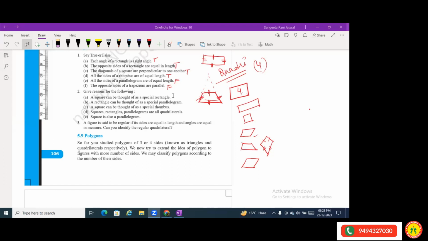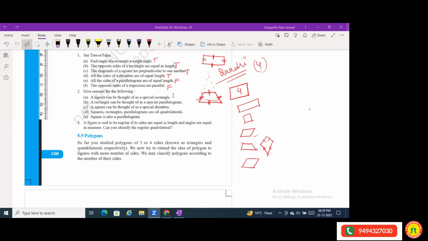Now, next one, Charvik. A rectangle can be thought of as a special parallelogram. Ma'am, actually it can be, but there's a bit of difference. For a parallelogram and a rectangle, length would be the same but breadth would be different. A parallelogram is a bit tilted. Tilted means angles are not equal, as in a rectangle. But if we see the measure of the lines, it would be the same.